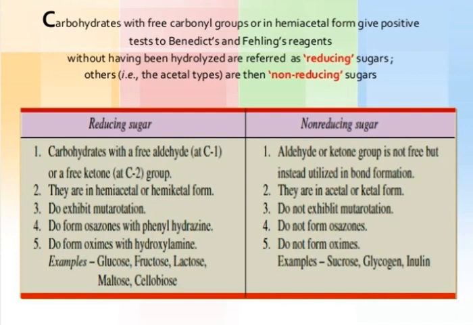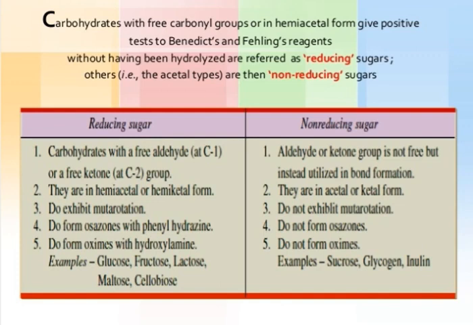What do you mean by reducing sugar? Carbohydrates with a free aldehyde at carbon number 1 or free ketone at carbon number 2. In non-reducing sugars, the aldehyde or ketone group is not free but is utilized in bond formation. In reducing sugars, they are in hemiacetal or hemiketal form. In non-reducing sugars, they are in acetal or ketal form. Reducing sugars exhibit mutarotation. Non-reducing sugars do not exhibit mutarotation. Reducing sugars form osazones with phenylhydrazine. Non-reducing sugars do not form osazones.